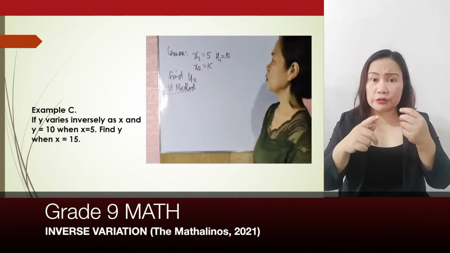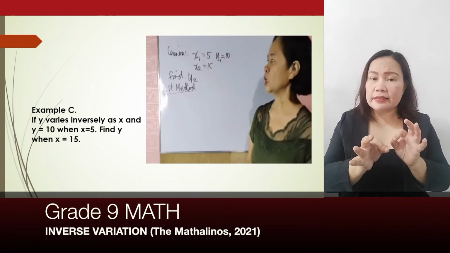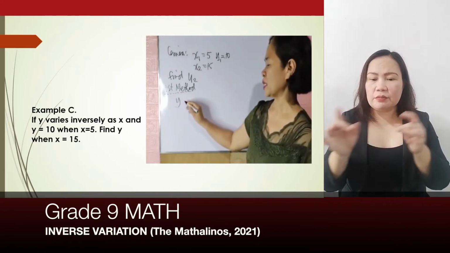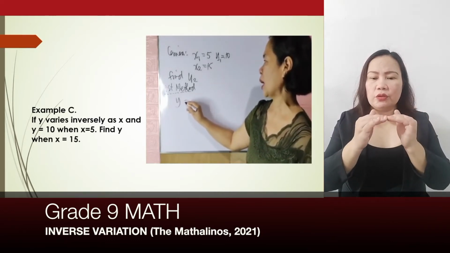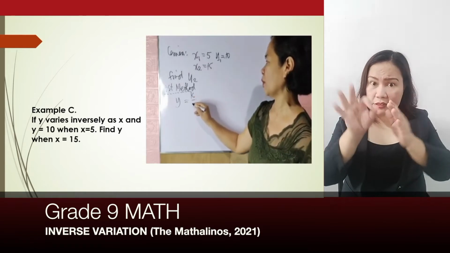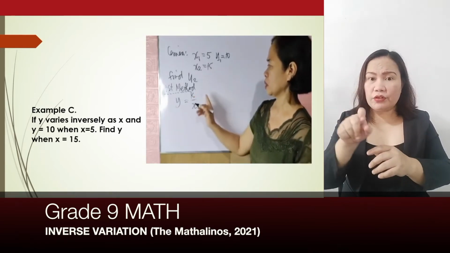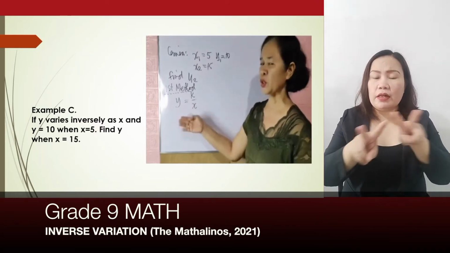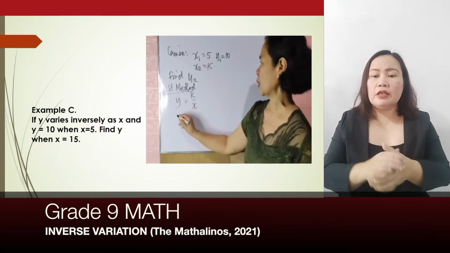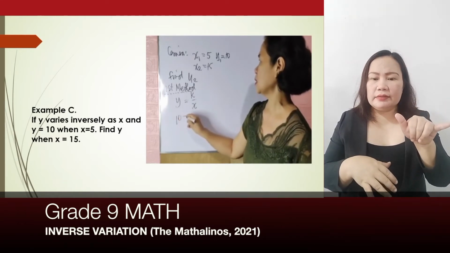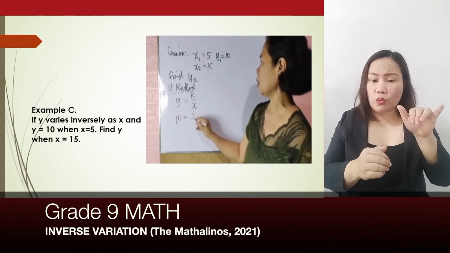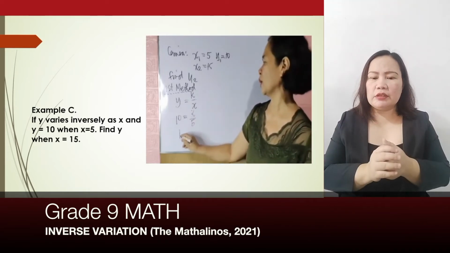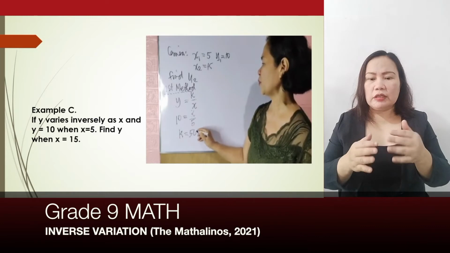First, we have to translate the variation statement into an equation. So we have y varies inversely as x, which will be y equals k over x. Let us substitute these values of x and y into the equation to find the constant. So we have 10 is equal to k over 5. By cross multiplication, we have k equals 50.